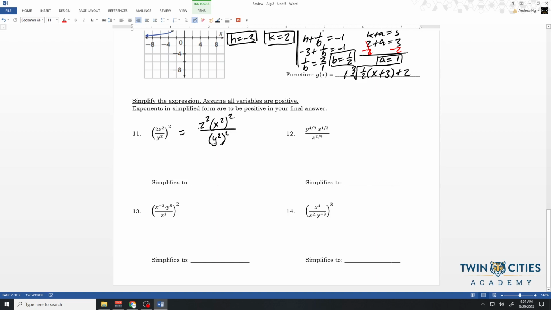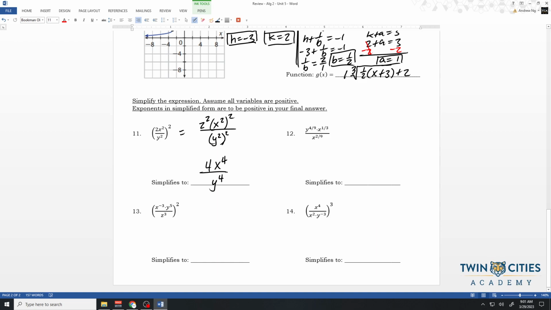Well, 2 squared is 4. x squared to the power of another 2: a power to another power, I multiply those powers together. So this will be x to the 4th over, same thing on the bottom, y squared, all brought to another power of 2. This is y to the 4th.